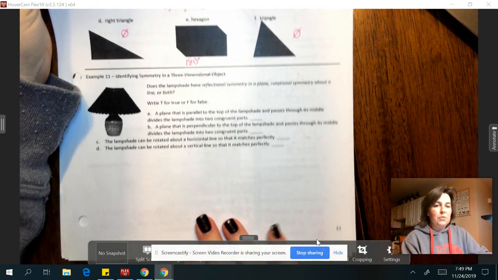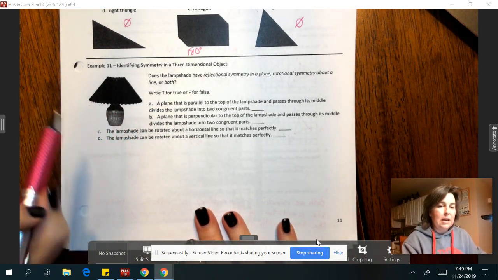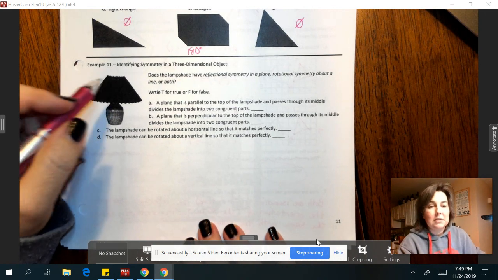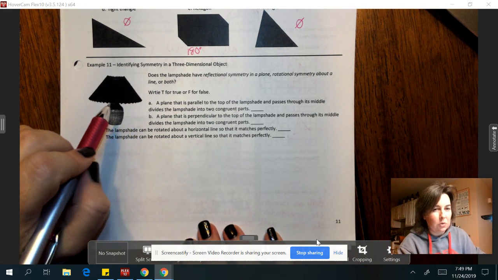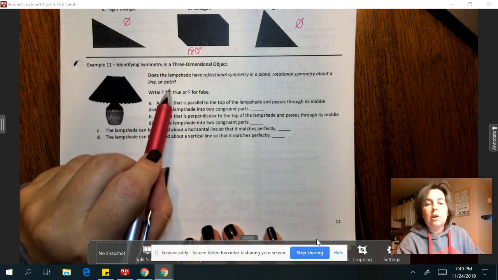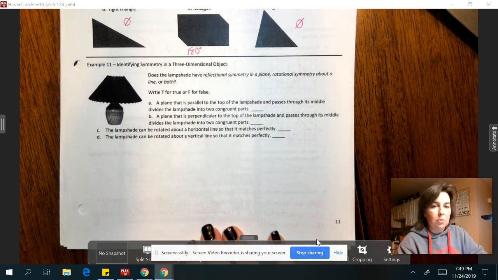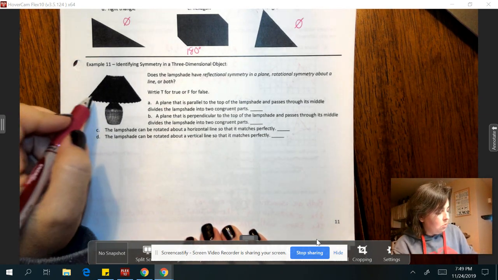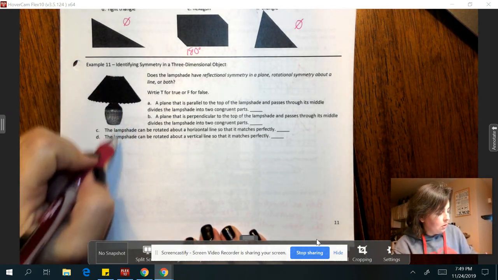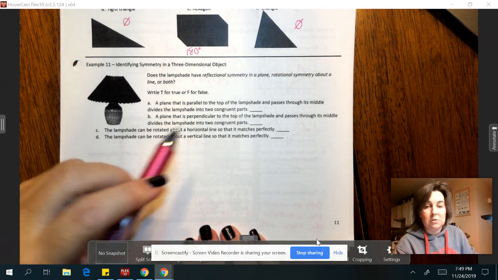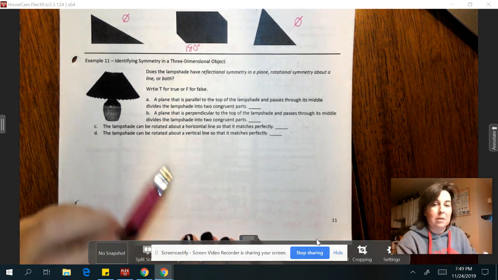Okay, so for example 11, this did not copy very lightly. It's very dark, but this is a lampshade. It's kind of an accordion lampshade. We want to figure out if the lampshade has reflectional symmetry or rotational symmetry or both. So we're going to do true or false. We are only looking at the lampshade. We don't have to look at the whole lamp, but actually all these answers are the same if you look at the whole lamp or the lampshade.